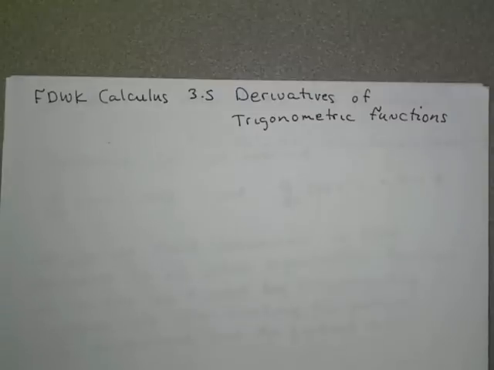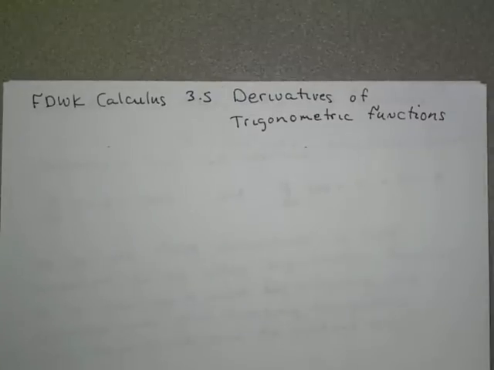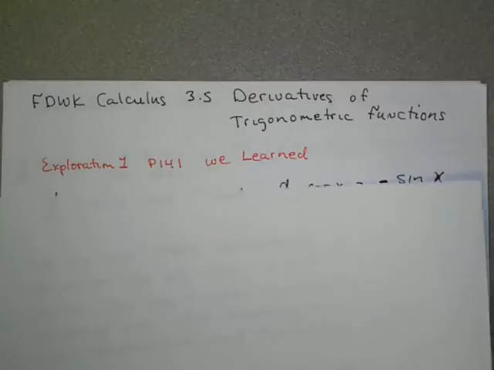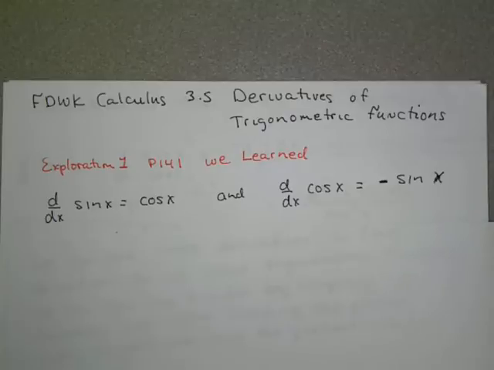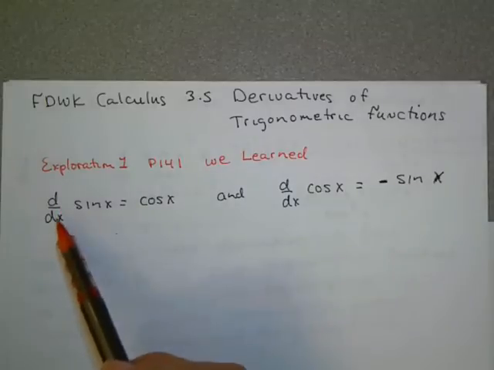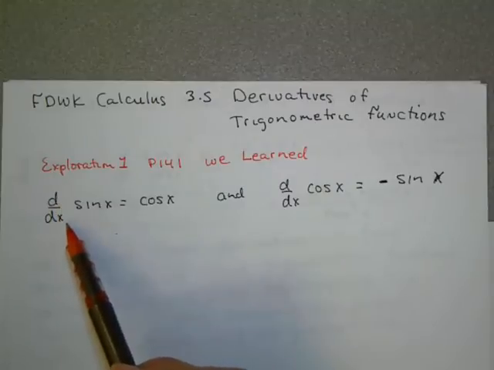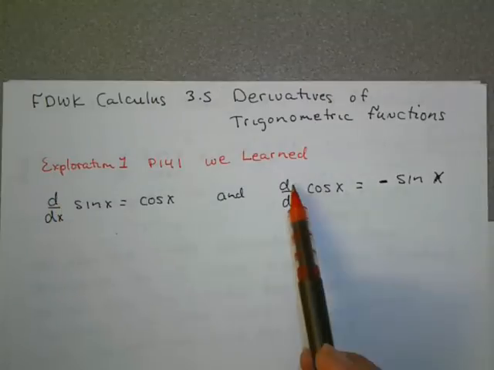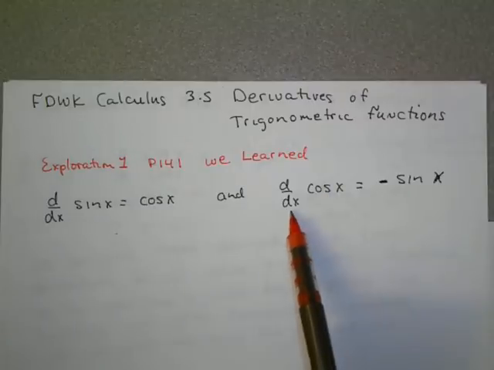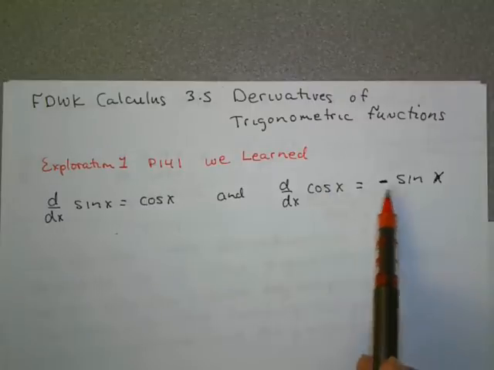We're going to look at derivatives of trigonometric functions today. And from your exploration on page 141, we learned that the derivative of the sine of x is the cosine of x, and the derivative of the cosine of x is the negative sine of x. And this notation means the derivative of the sine of x with respect to x is cosine of x. The derivative of the cosine of x with respect to x equals the negative sine of x.